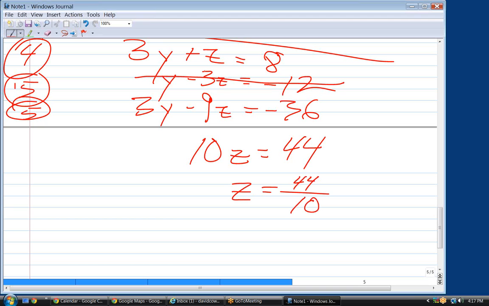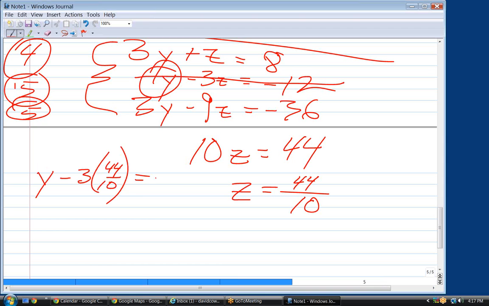Now we can go back into any of these equations and solve for y, any of those three. So the top one? Yeah, the top one's probably the easiest one. Maybe not. Maybe the second one is the easiest because it's already got a y with a positive coefficient all by itself. I'd go into the middle one. So y minus 3 times 44 tenths equals minus 12.